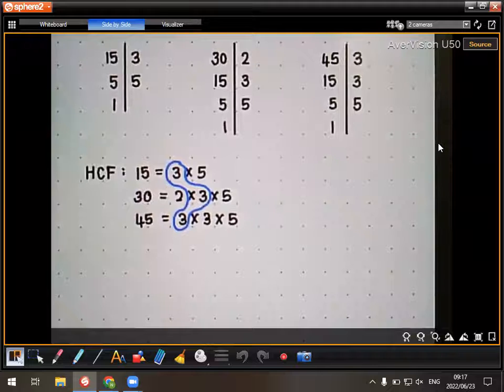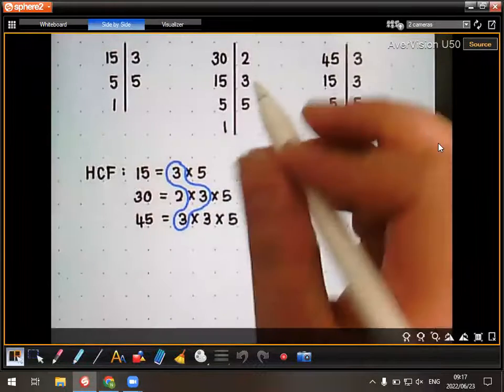What about the 5? Is there a 5 in all 3 of them? Yes.